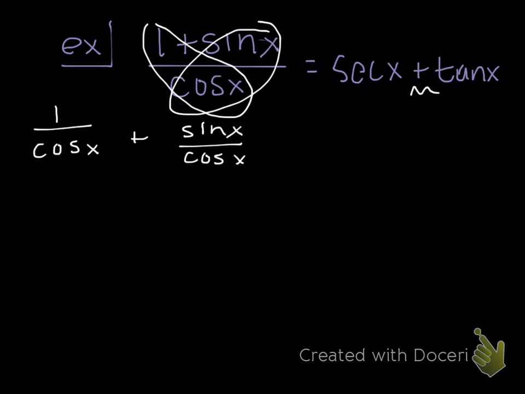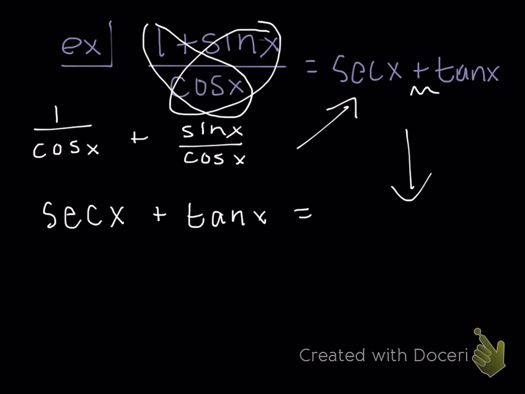As far as strategy goes, everything was already in terms of sine and cosine, so I didn't really have much of an option here. Now that I've separated, everything is in terms of sine and cosine. I look over here and see what I'm trying to prove. 1 over cosine of x gives me my secant of x, and sine of x over cosine of x gives me my tangent of x. So at this point, we've proved and verified that our two sides are equal.